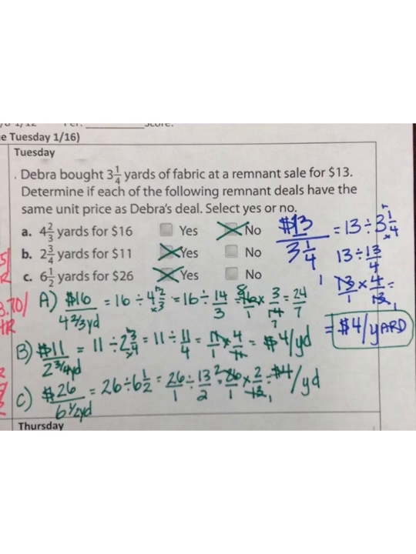Okay, so over here in blue is where I did, first of all, to find out how much per yard it is. $13 for 3 1/4 yards. I rewrote it as a division problem, changed the mixed to an improper. I multiplied by the reciprocal, and it came out to $4 per yard even. Then below I have my work showing for each one. A came out to 24/7, which does not reduce to $4 per yard. But both B and C came out to $4 a yard.